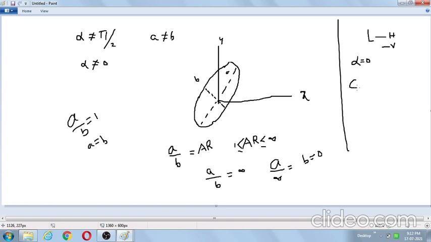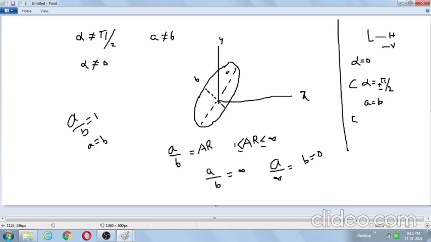Next one is circular polarization. In circular polarization, the condition is alpha, the phase difference between x component and y component, is equal to plus or minus 90 degrees, that is plus or minus pi by 2, and A is equal to B. A and B are the magnitudes of the electric field in x component and y component respectively.